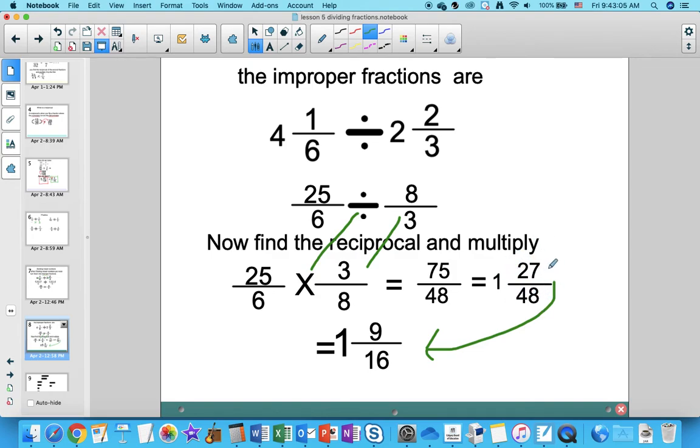I can divide the top by 3, and I can divide the bottom by 3. 27 divided by 3 is 9. 48 divided by 3 is 16. So I simplified the fraction.